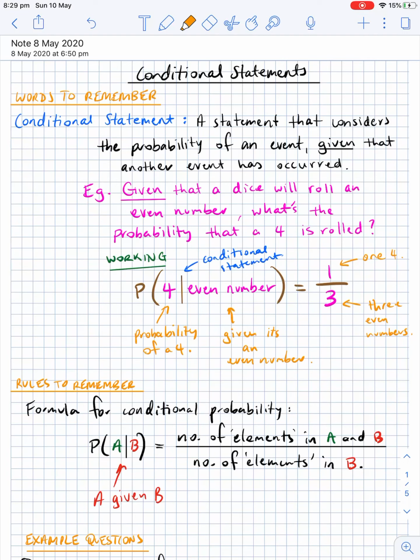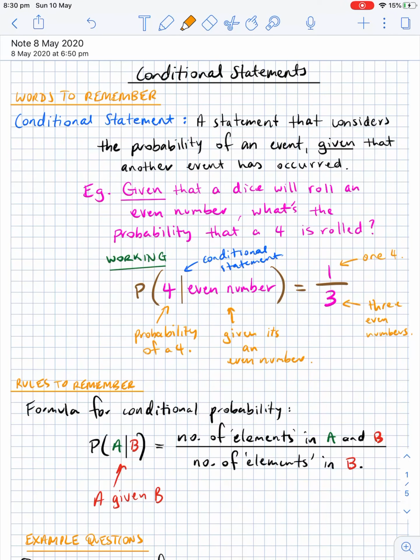So an example is, say you're given that a dice will roll an even number. This is a certainty, it will happen. What's the probability with that sort of condition that a 4 is rolled? Okay, so the way that we like to write this sort of conditional probability, where we're given that an even number will roll, it looks something like this.